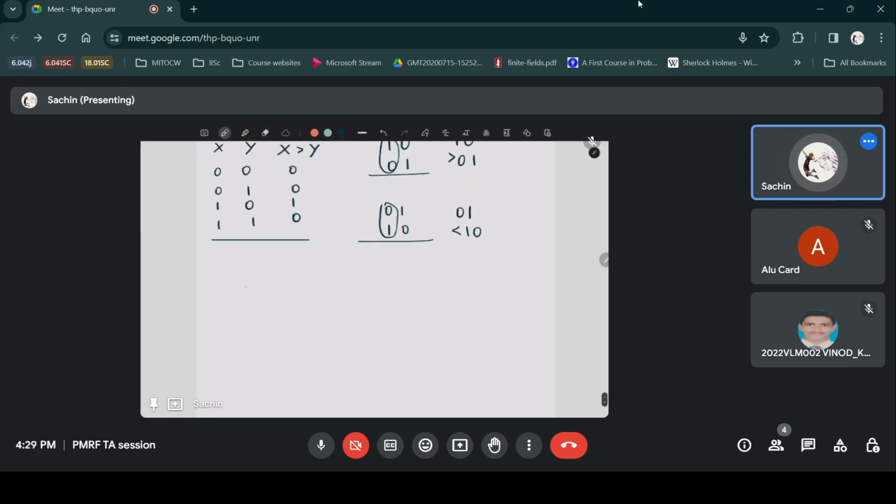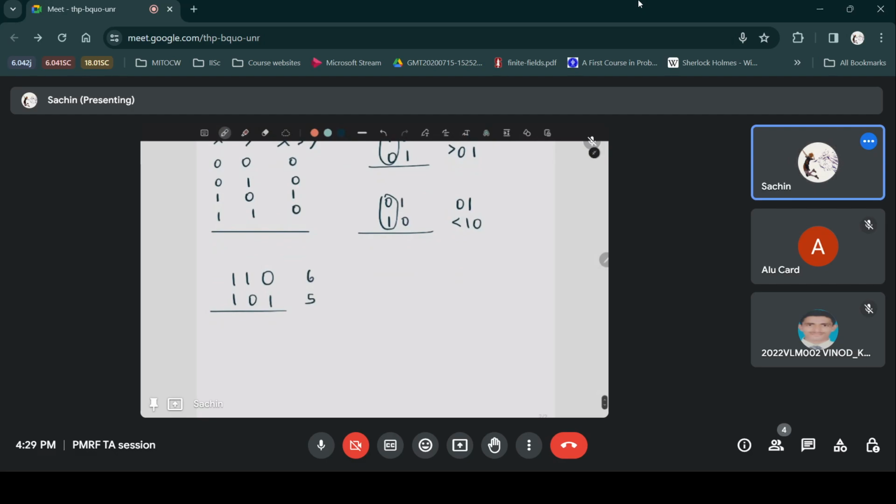Similarly, suppose you had a 3-bit number 110 and 101. Let's say this number is 6, this is 5. 6 is greater than 5, right? How would you check in binary? You check the MSB. MSB is equal for both numbers. So if MSB is equal, you move to the bit that is to the right of the MSB. So we move to this bit. We check if the bit in the first number is greater than the corresponding bit in the second number. Since 1 is greater than 0, we say that the entire number 110 is greater than 101.